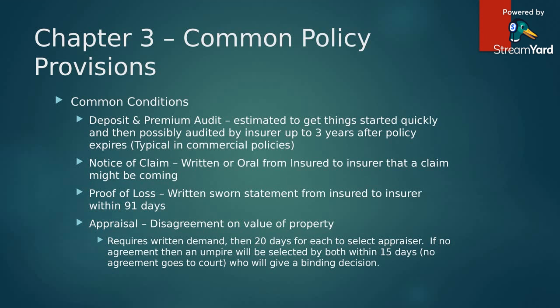Anytime that you have a disagreement on the value of property, this is called an appraisal. This requires written demand, and then each party has 20 days to select their own appraiser at their own cost. If they can't agree on a value of the property at the point where the two appraisers get involved, it can go to the next level where an umpire would be selected by both within 15 days. If they can't agree on that, then it can go to court. And in the case of appraisals, these are binding decisions if it gets to that level.